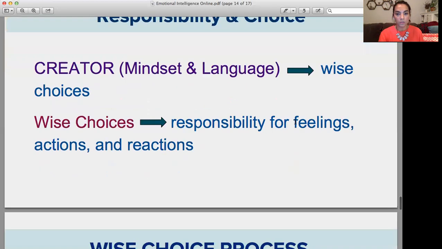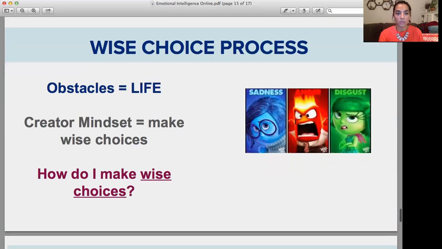So we're going to move on to wise choices and just look at what wise choices offer us. We're invited to make some great choices from a place of empowerment if we are in the growth mindset using creator language. There are so many obstacles in life. That's true. That's just a fact.